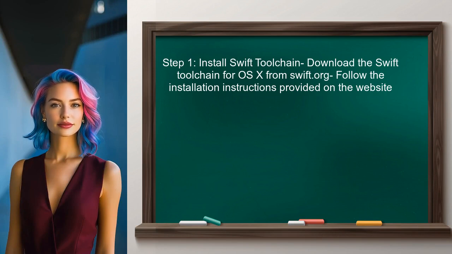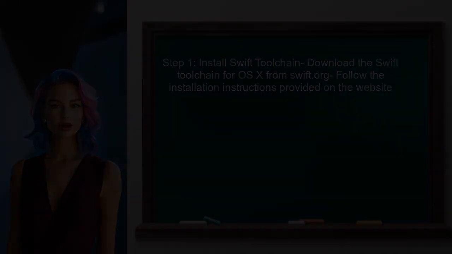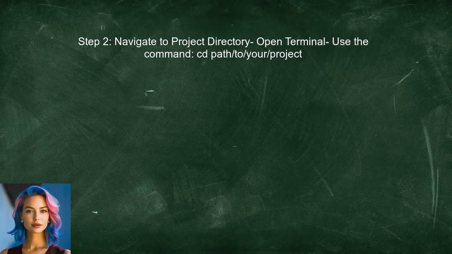To compile a Swift binary that runs on Linux, the user should first ensure they have the Swift toolchain installed on their OS X computer. This is essential for cross-compilation. Next, the user needs to open the terminal and navigate to the directory containing their Swift project. This is where they will run the compilation command.